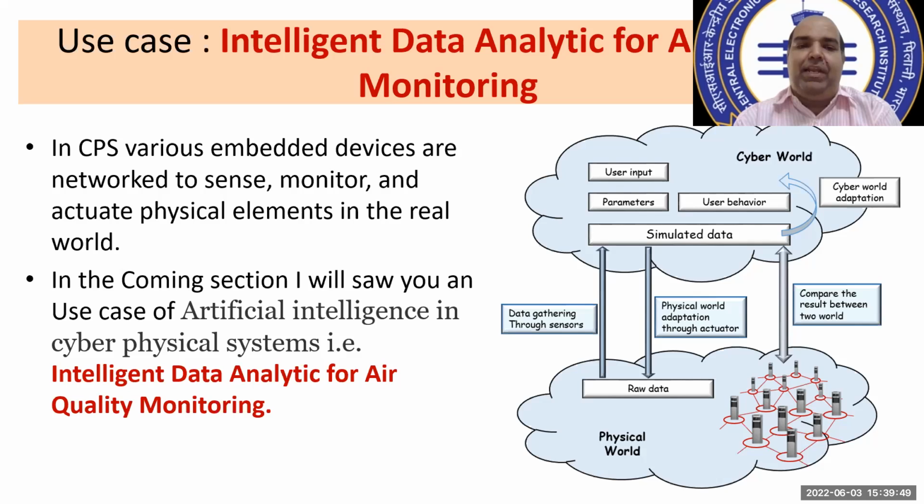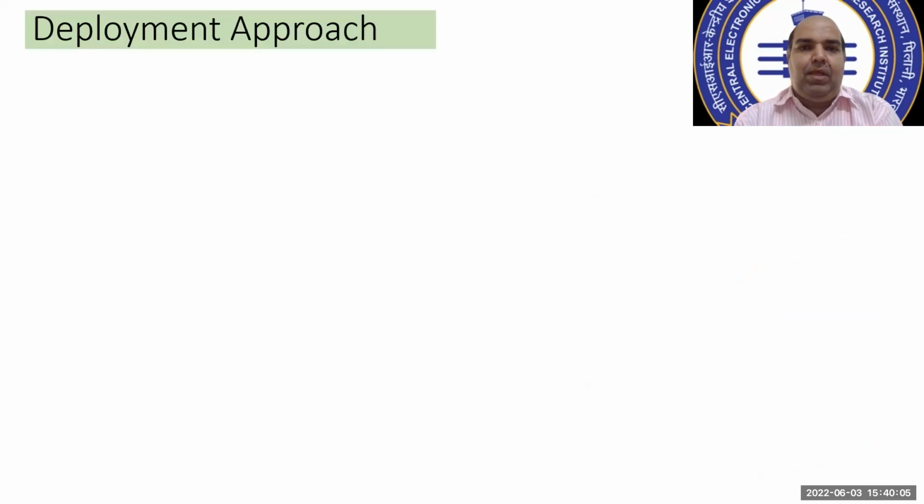This is a common example which we usually see in the day-to-day world. Nowadays, Windows has also enabled air quality in its dashboard. So this is basically air quality and its analytics for proper monitoring, computation, and control, giving an example of artificial intelligence in CPS.